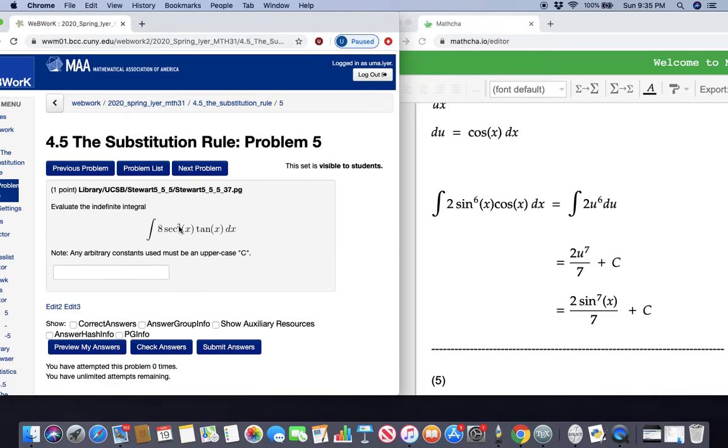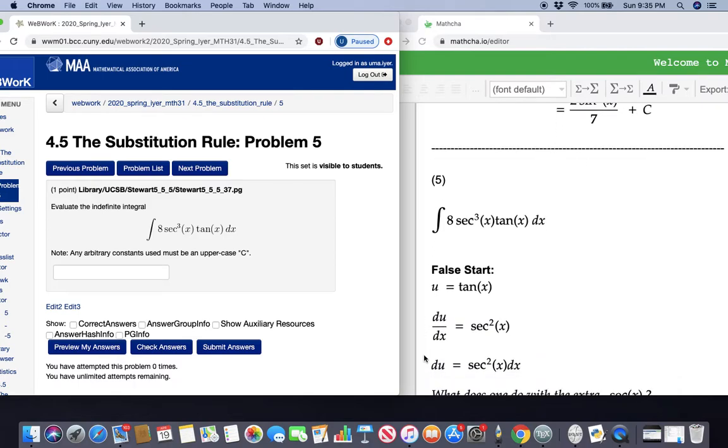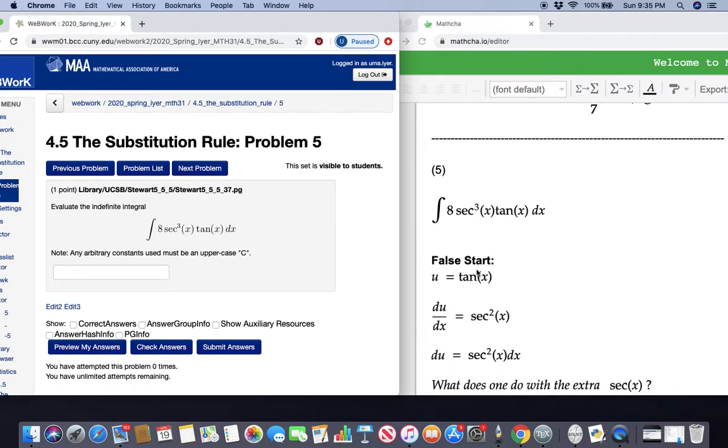Integral of 8 secant cubed x tan x dx. All right. Now this is a tricky question. Let me show you why. Here is a false start.